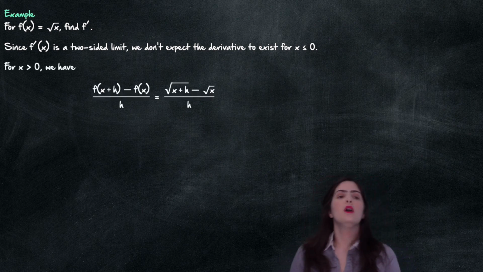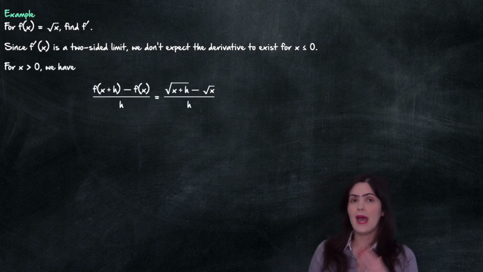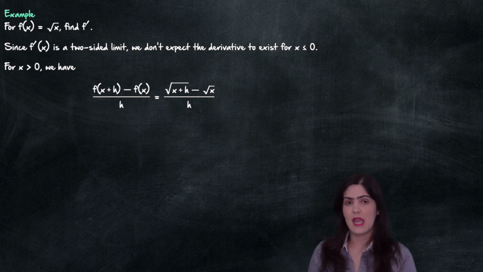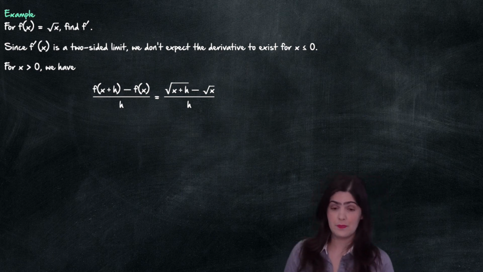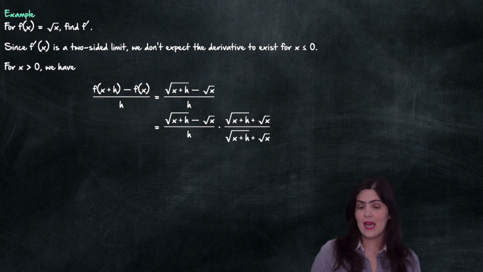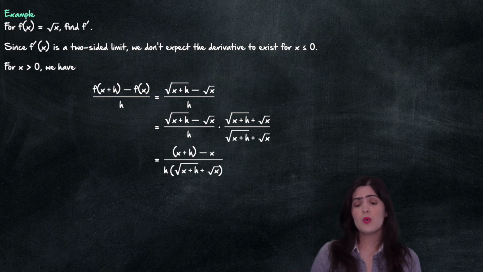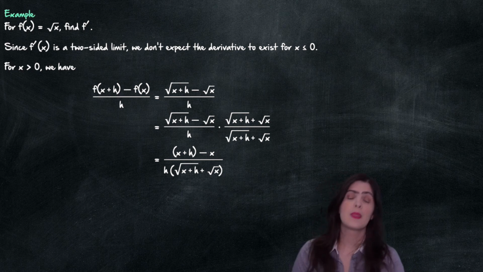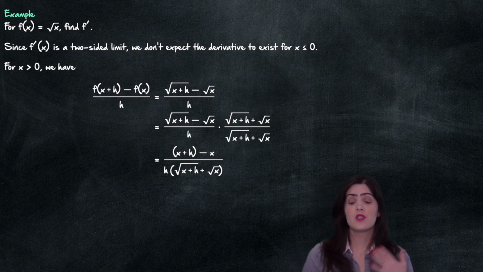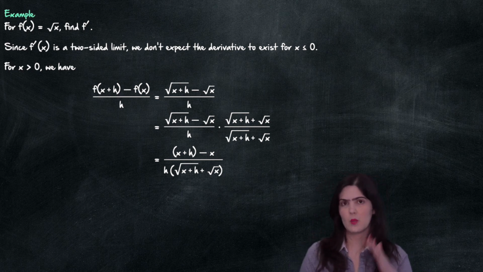Okay, now if x is positive, we have that f of x plus h minus f of x over h is the square root of x plus h minus the square root of x over h. Good. Now I'm going to multiply and divide by the conjugate, because what this will allow me is to have now that this is x plus h minus x over h times, well, the square root of x plus h plus square root of x.